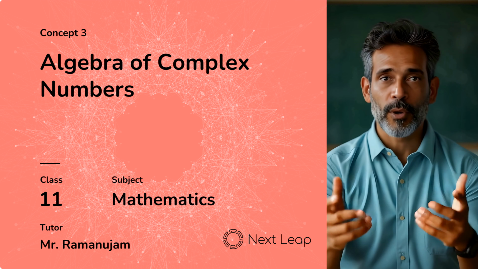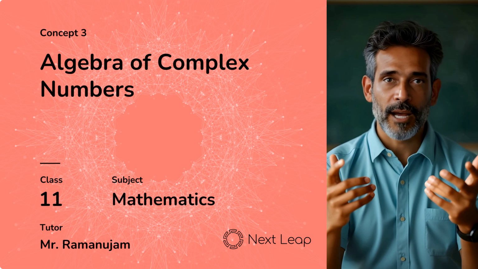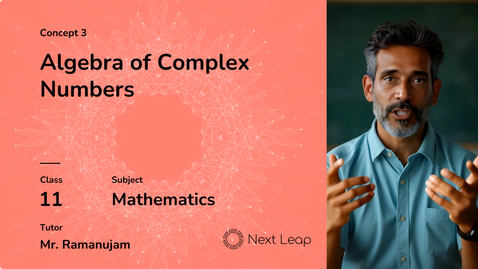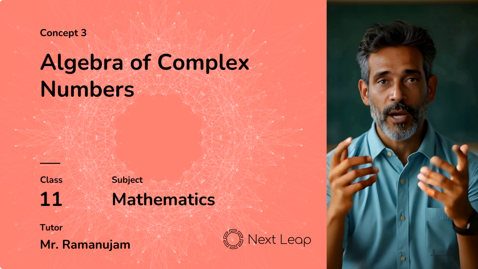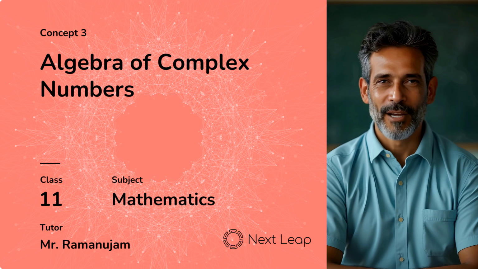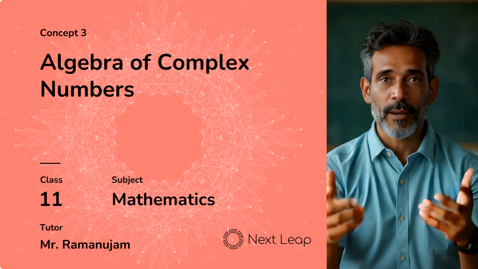A complex number is written in the form a + ib, where a and b are real numbers and i is the imaginary unit such that i² = -1. The number a is called the real part, written as Re(z), and the number b is called the imaginary part, written as Im(z).